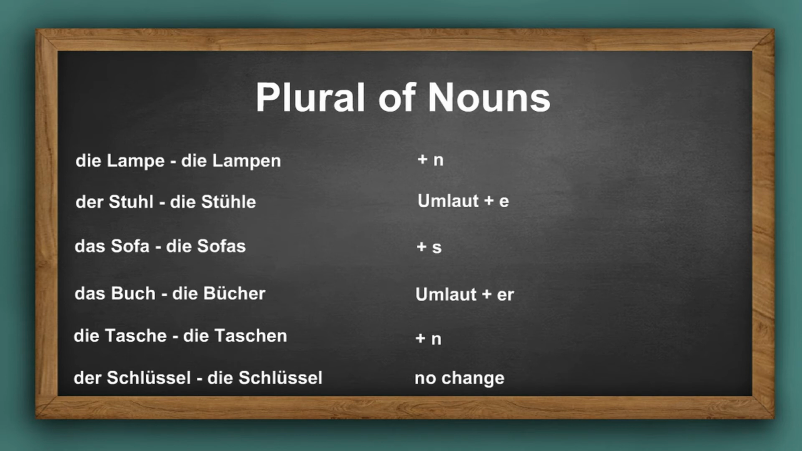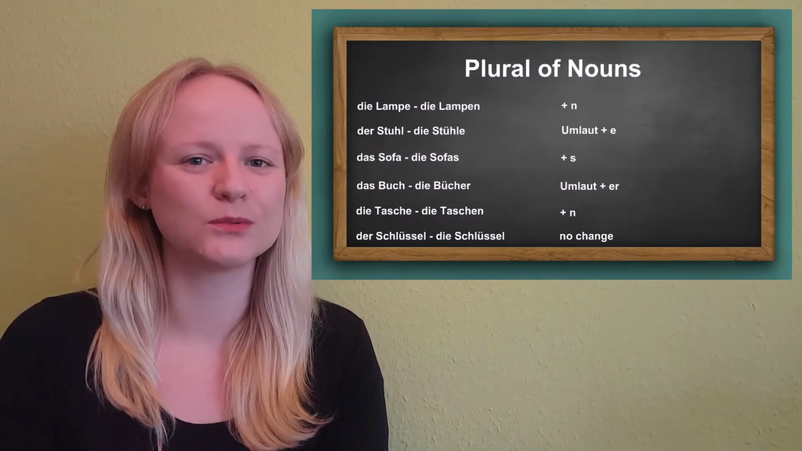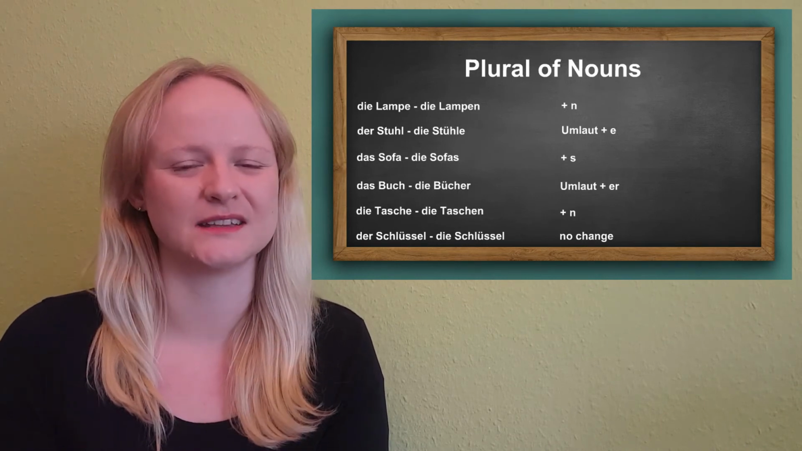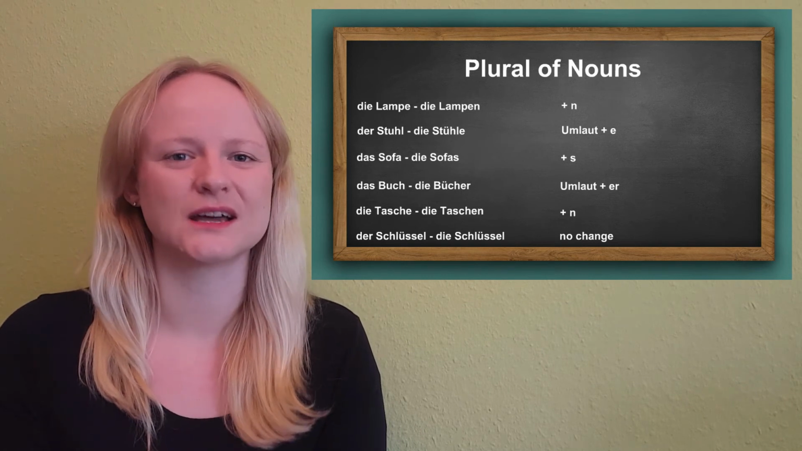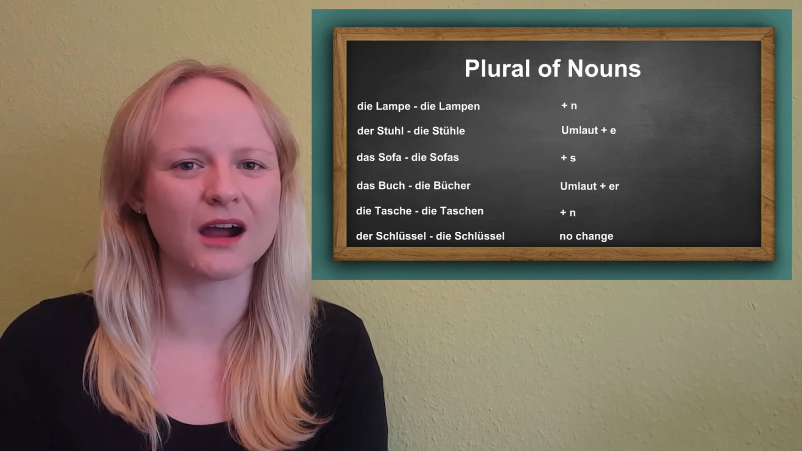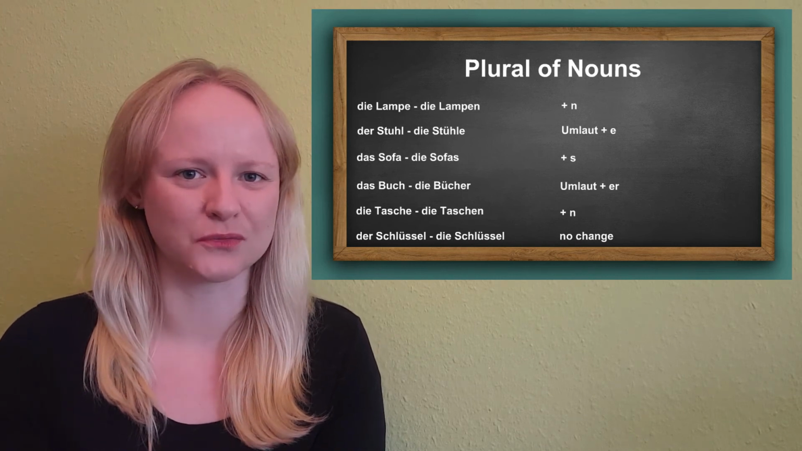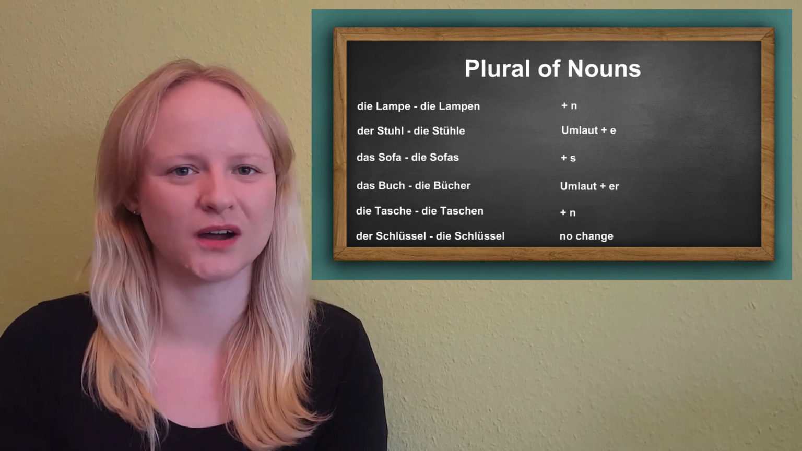Does that look like a consistent rule that you can study? To me it doesn't. Now, I don't want to discourage you. You will find many more examples of nouns that add an n to the end in their plural, or an s. And you will definitely come across other nouns that take an umlaut plus er, etc. There are definitely patterns in German plural forms, but studying the rules will not get you too far.